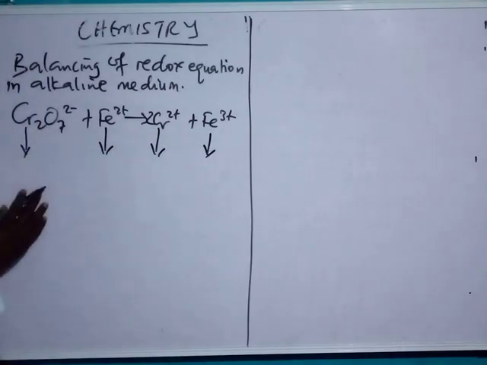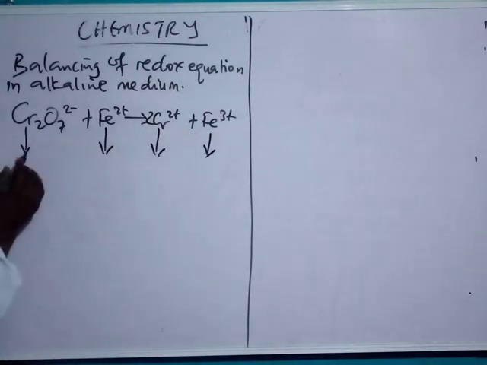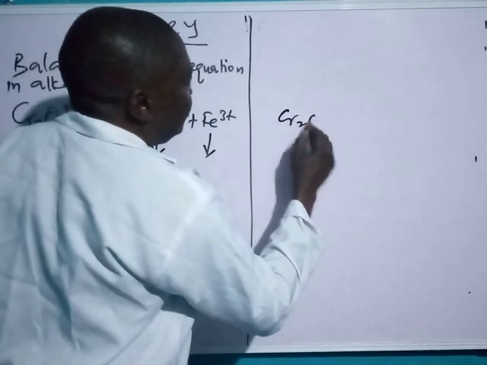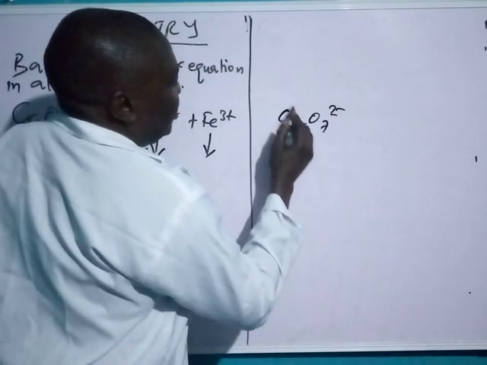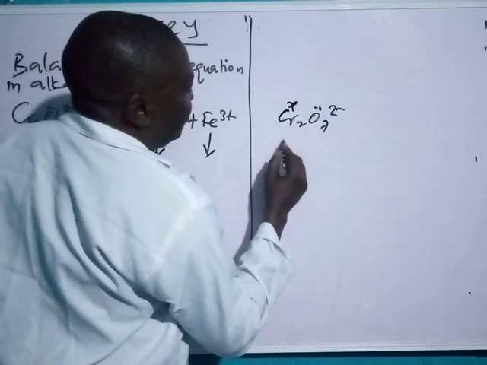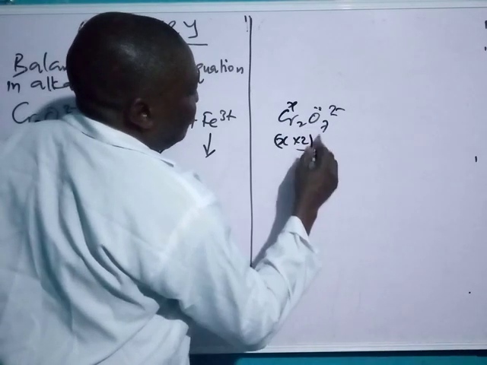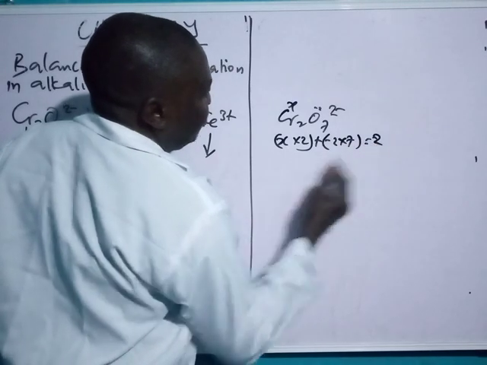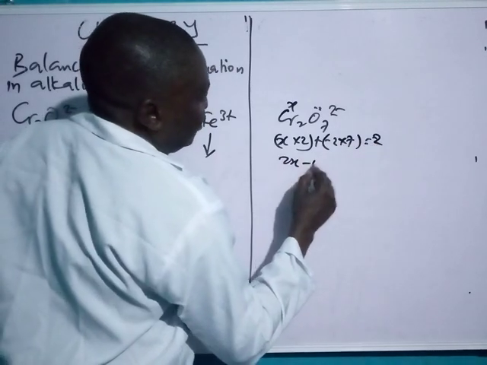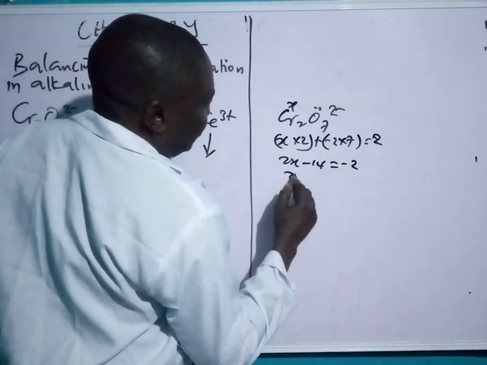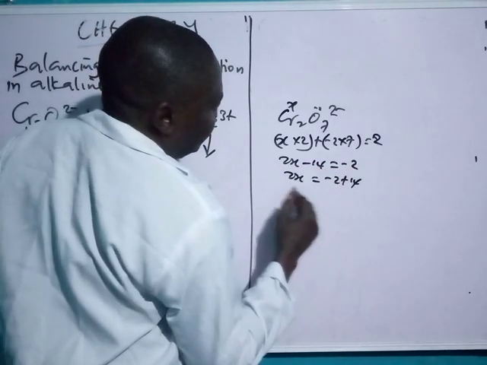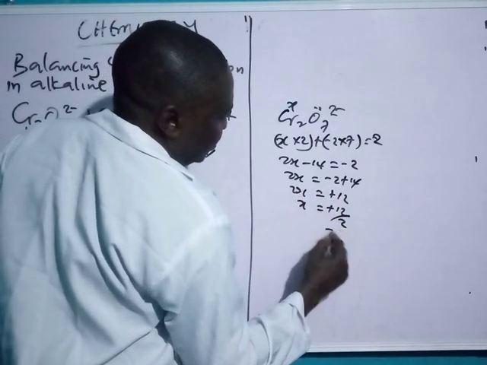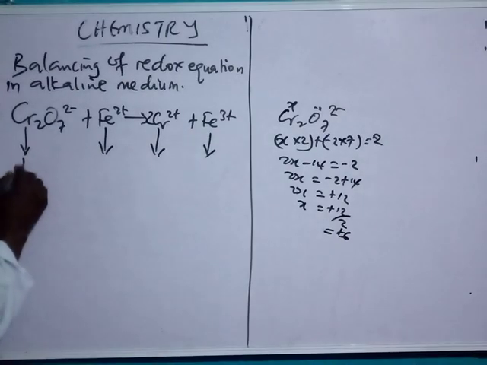For oxygen, we don't need to do it because it doesn't have a partner. So let's see a simple method of finding the oxidation number of chromium. Call it X, oxygen is -2. X times 2 plus -2 times 7 equals -2. 2X minus 14 equals -2. 2X equals -2 plus 14. 2X equals plus 12. X equals plus 12 over 2, which is plus 6. Hence, you have plus 6 here.